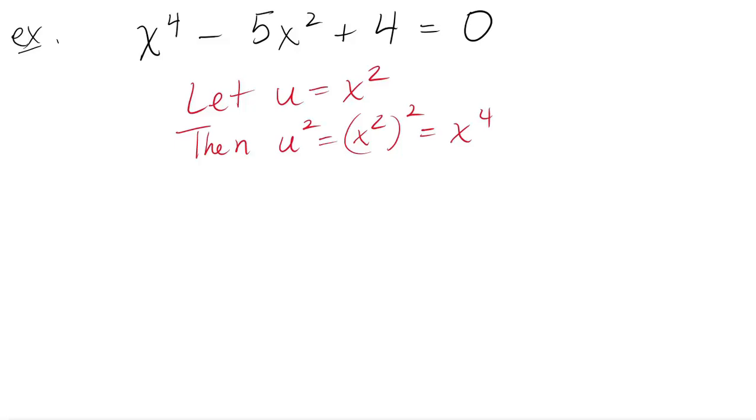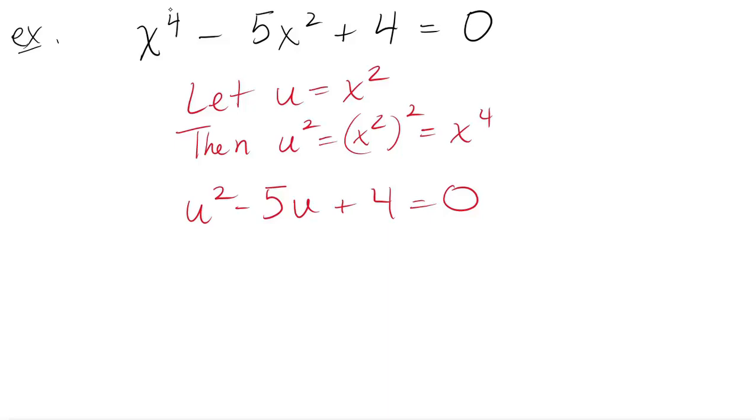Let me keep running with the substitution here. x to the fourth can be replaced by u squared. Minus 5x squared, well, I can't replace the minus 5, but the x squared gets replaced with u. The constant term didn't have a variable, so there's nothing to substitute there. And now we have a quadratic equation. And this is why we say it's quadratic in form.